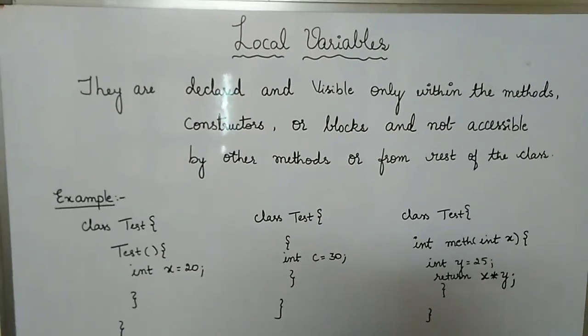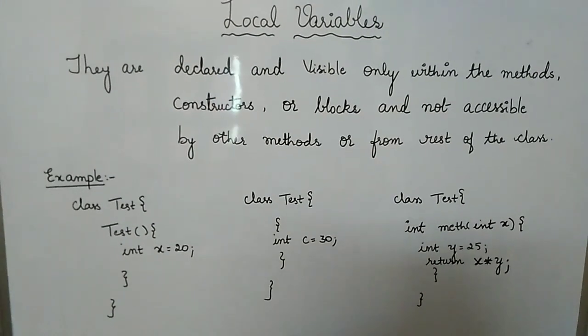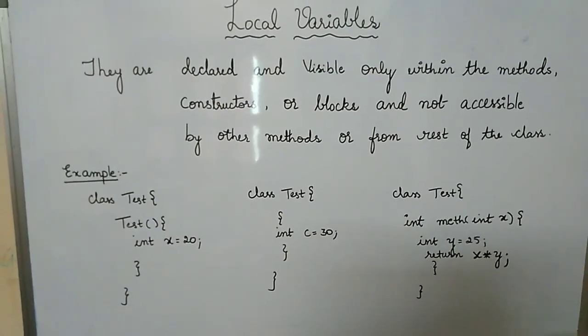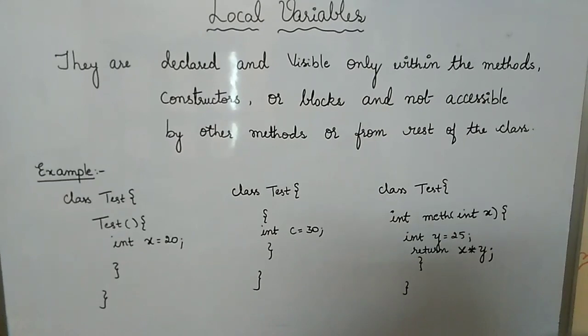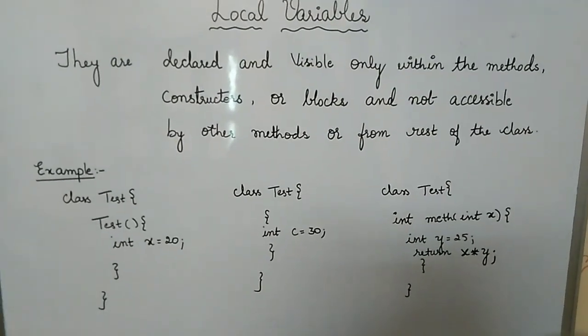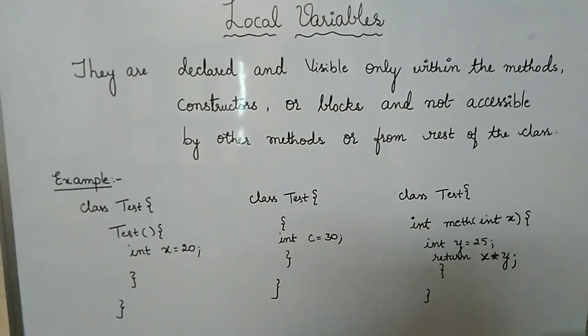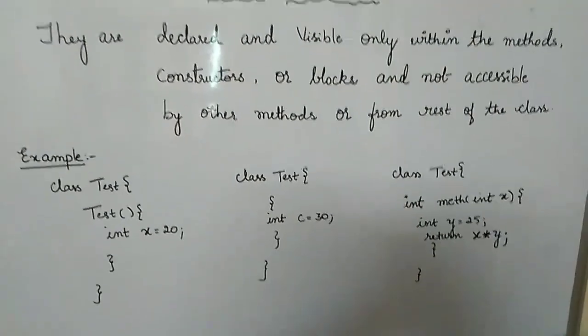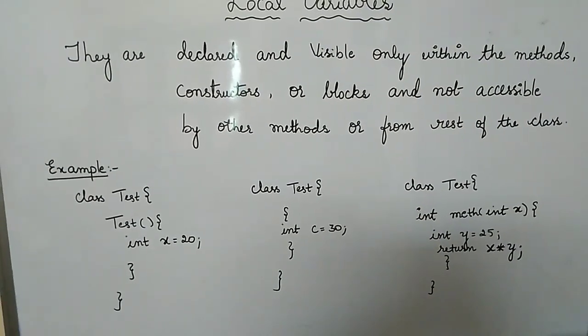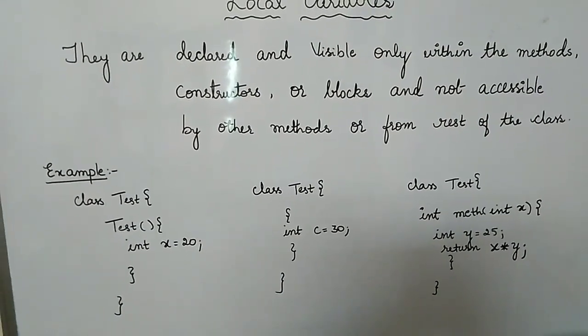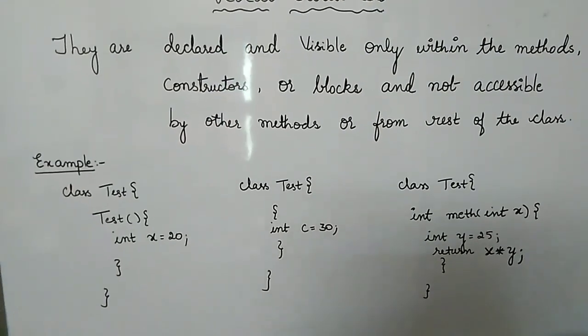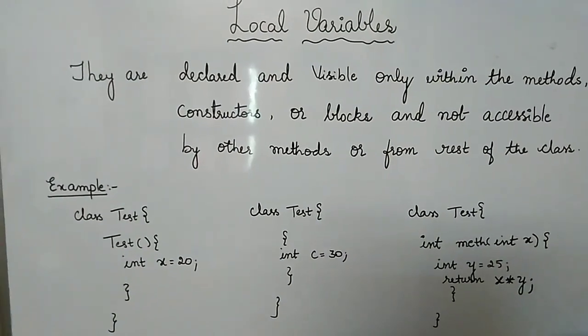Today we will see local variables. Local variables are declared inside a method, and the scope and the visibility of the local variables is confined to the method itself. The other methods inside the class do not even know that there is a variable like that. So such kind of variables are called local variables.